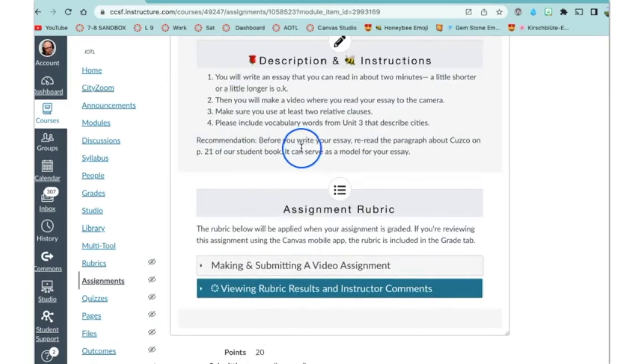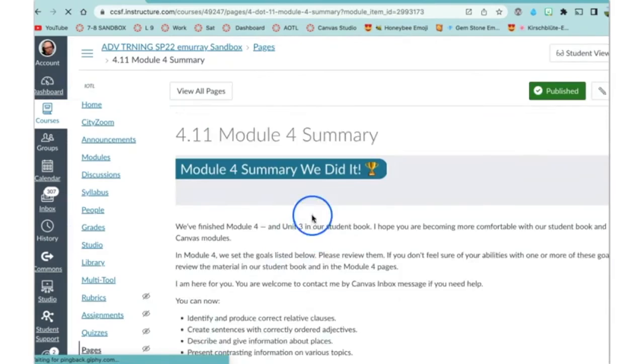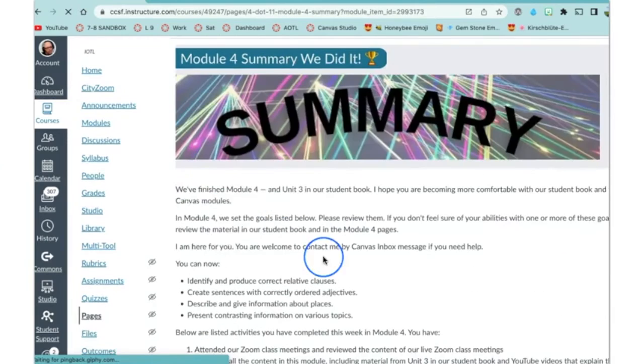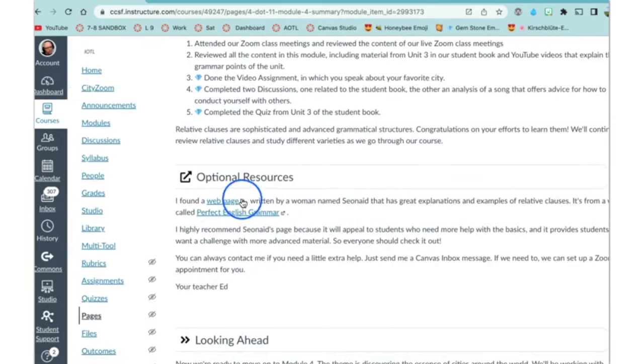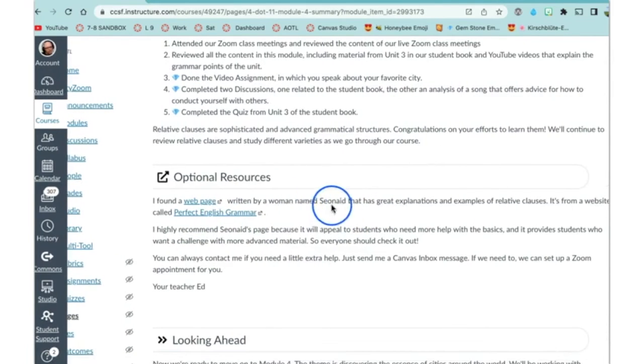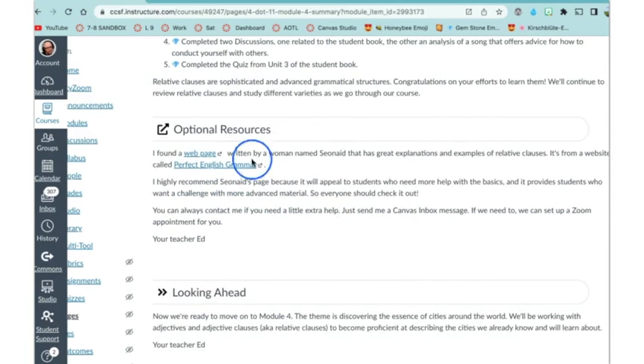One recommendation: before you write your essay and deliver your video, reread the paragraph about the city of Cusco on page 21 of our student book. It's a good model. A summary, this tells you what you did. And here's a resource. It's a really good resource. It's a web page written by a woman named Sionade, and has great explanations of relative clauses. It's from a really good website called Perfect English Grammar that gives you information about all kinds of grammar in English.